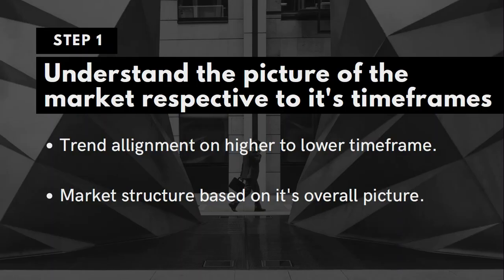So what is step 1? Understanding the picture of the market with respect to its time frame. That means, in simple terms, you are understanding the trend alignment from higher time frame to lower time frame and the market structure based on its overall picture. You are not directly analyzing the market, you're not executing the trades. First, you are viewing what's happening in the market. You have to understand that. That is the most important thing in step 1. Now let's get back to the charts and see how to do this.